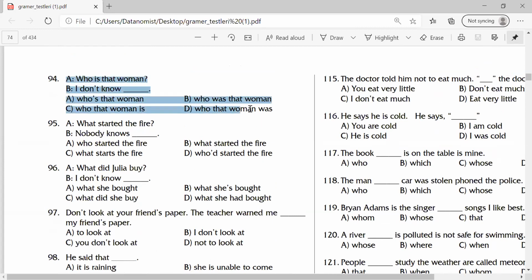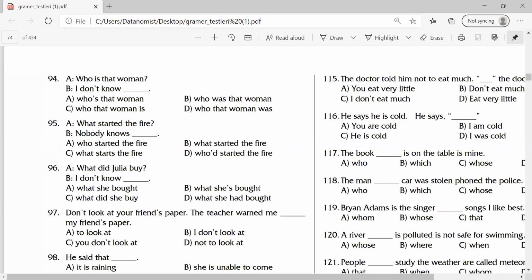See the 94th one. Who is that woman? I don't know who that woman is. Order tense. Who started the fire? Nobody knows who. Even if I don't have had, it's okay. But because there's given who had started, that is better. Who started? One step back, past to past. Okay.